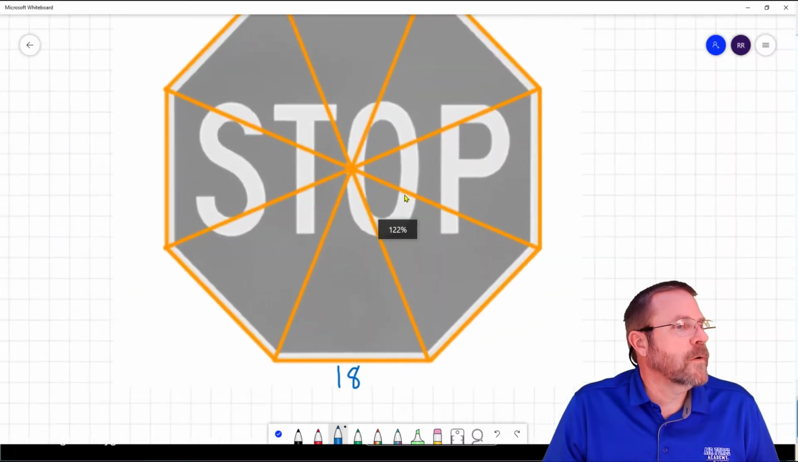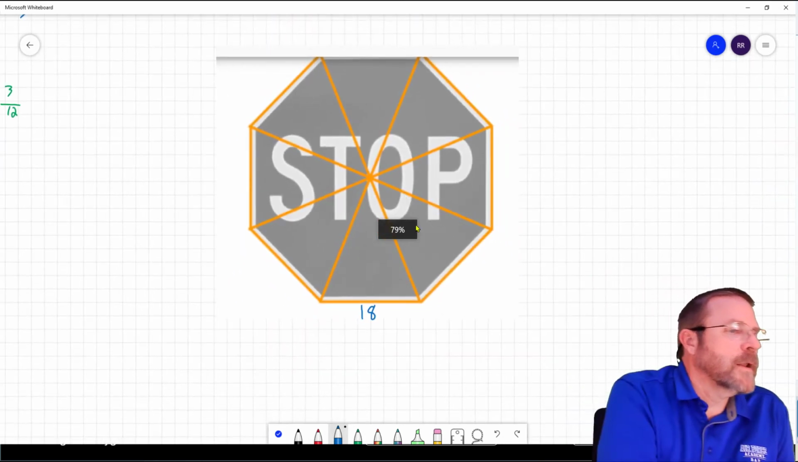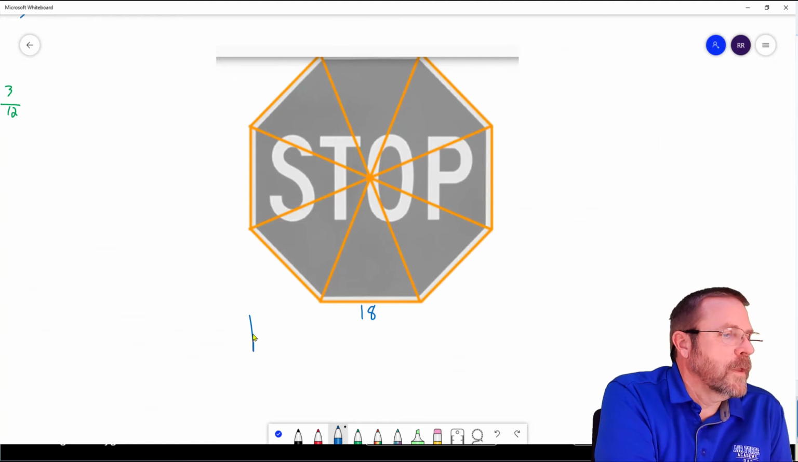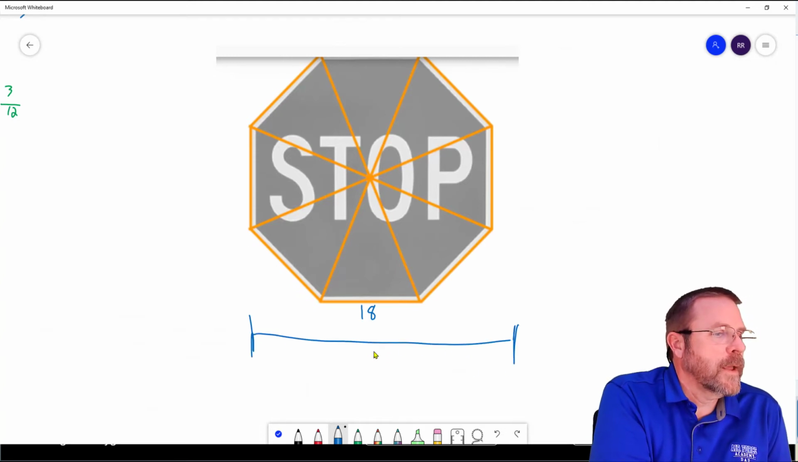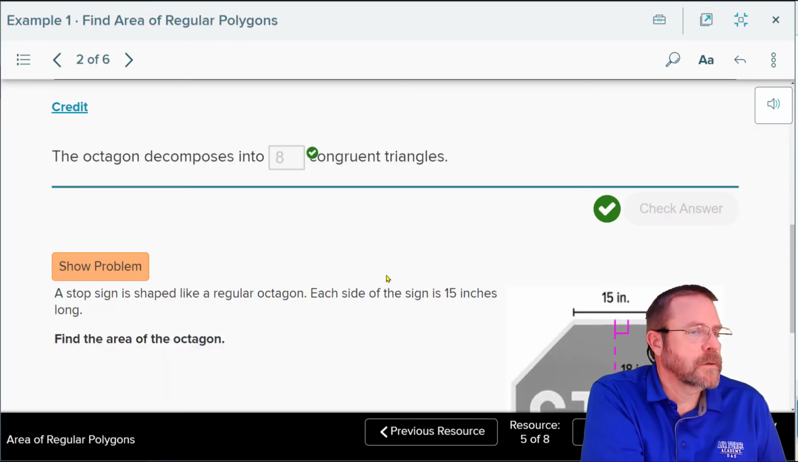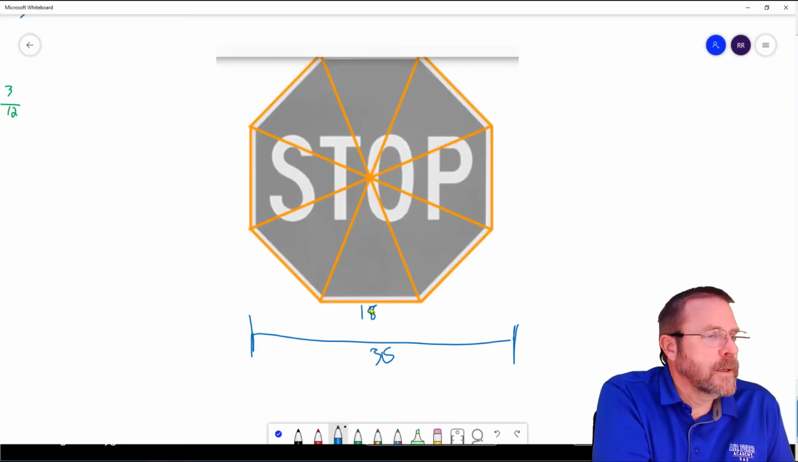And then from there, we can say that the width of that stop sign from here to here, that was going to be 36. I'm sorry, I think that actually said 15 inches, did it? Yeah, it's 15, not 18.